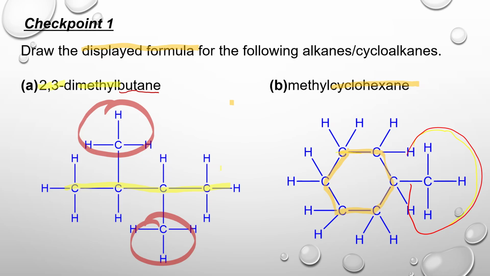So that is why you can see that each carbon here, although usually in our structure we will just draw it like that. In our structure we'll draw it this way. But when they ask for the displayed formula, it means that you have to show all the bonds. So that's why I will show all the bonds. So that is my checkpoint 1.